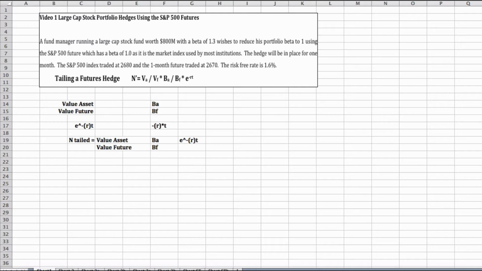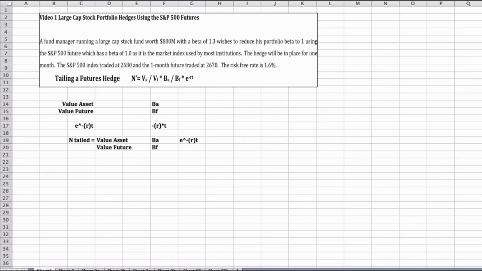So the formula, very easy, just value of the asset divided by value of the future times beta of the asset divided by beta of the future in the case of 100% hedge. And in our case, we're just going to use a portion of that. And we'll present value this. We will tell the contract to reflect the fact that the future doesn't actually trade until sometime later on. And so we want the present value of that future contract price.